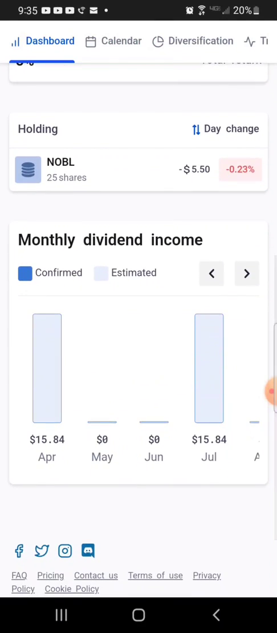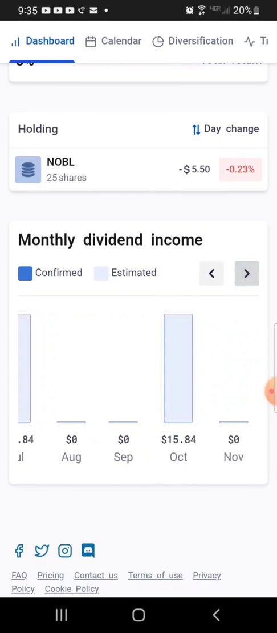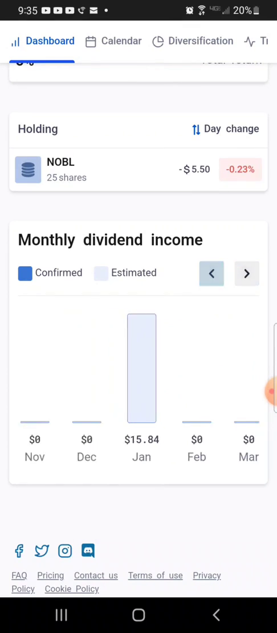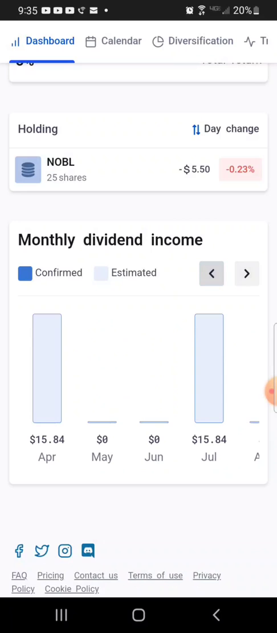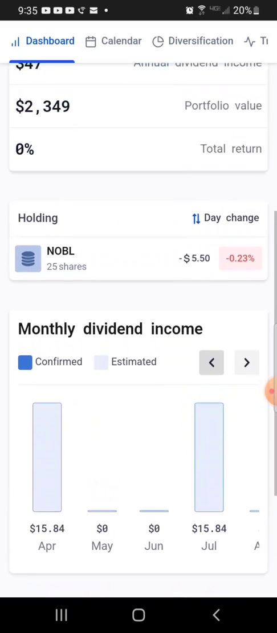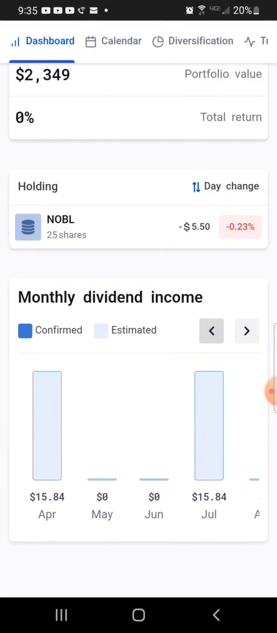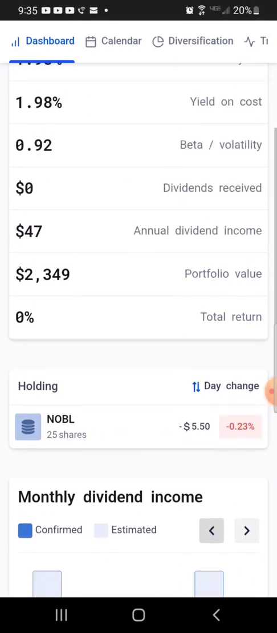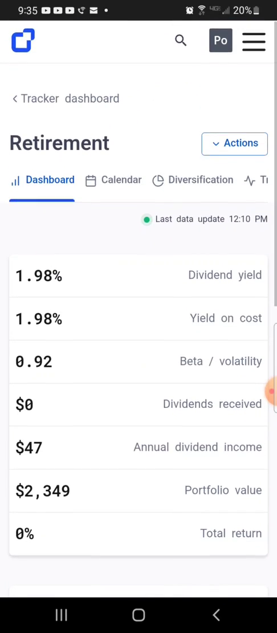All right, and then when you come down, you even see the monthly estimate. So this ETF doesn't pay monthly, it pays quarterly. So that's what you see, the quarterly income, which is dope. Again, you can track how much you actually will be making. And this is a good tool for those that are in retirement and want to estimate how much you are going to be receiving from dividends. All right, so I put NOBL in there.